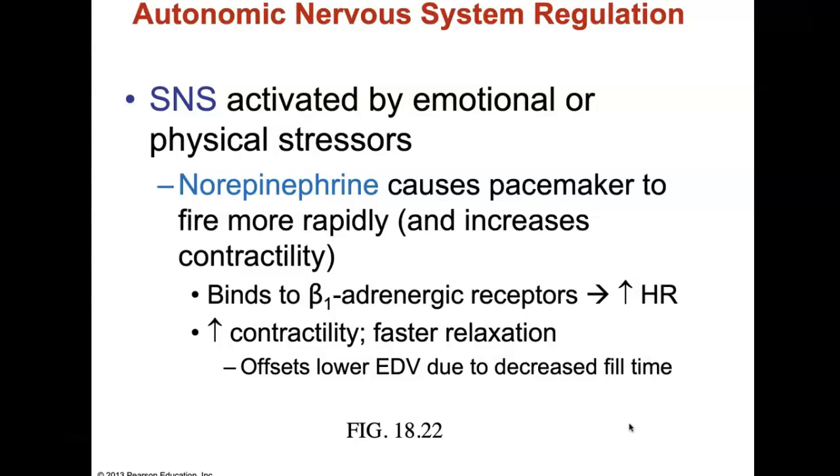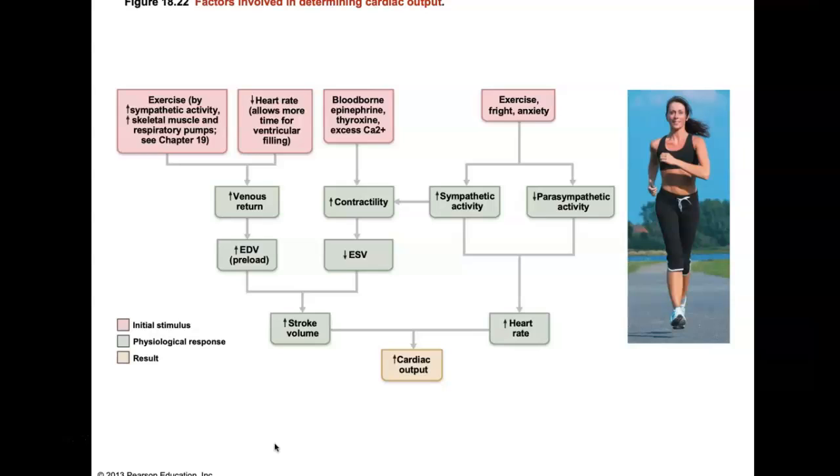Factors that increase heart rate are called positive chronotropic factors. Chrono just means time. And those that decrease heart rate are called negative chronotropic factors. The autonomic nervous system exerts the most important extrinsic controls affecting heart rate, as shown on this image previously. When emotional or physical stressors, such as being scared, having anxiety, or even exercise, activate the sympathetic nervous system, sympathetic nerve fibers release norepinephrine to their cardiac synapses.